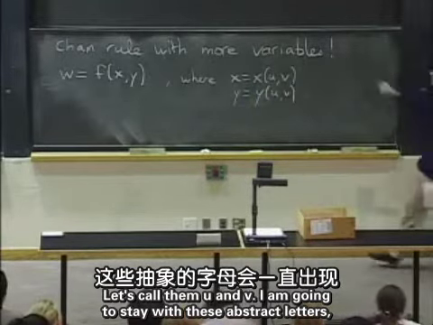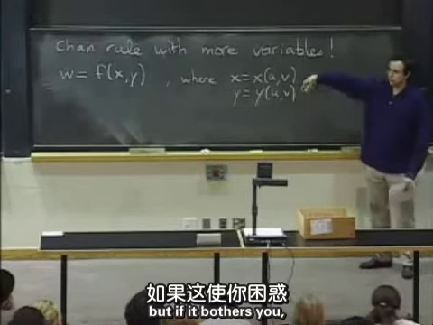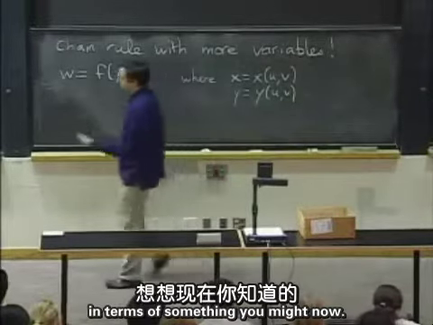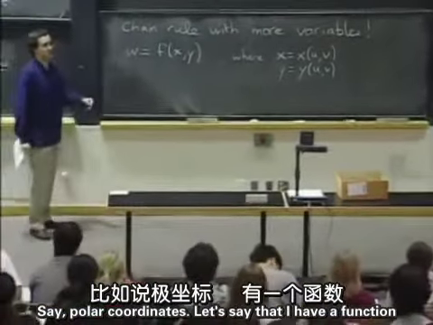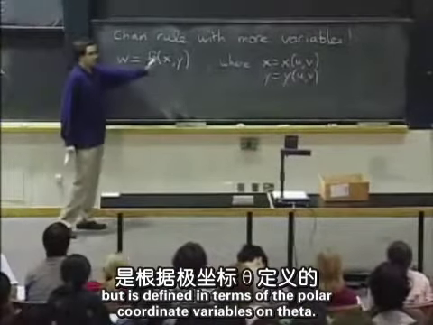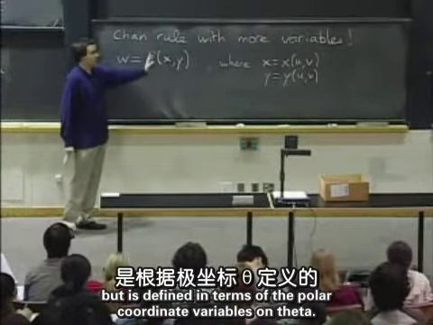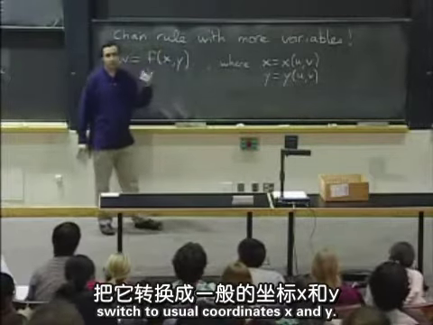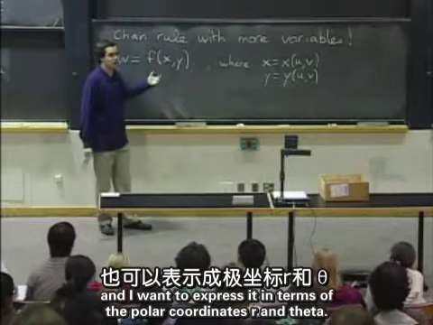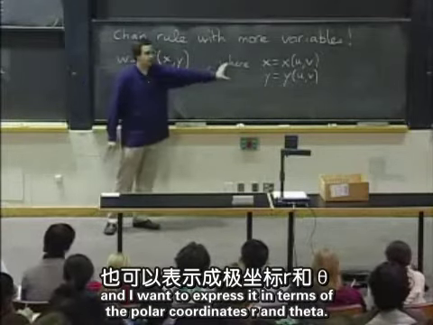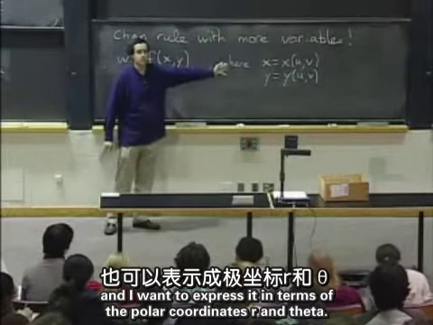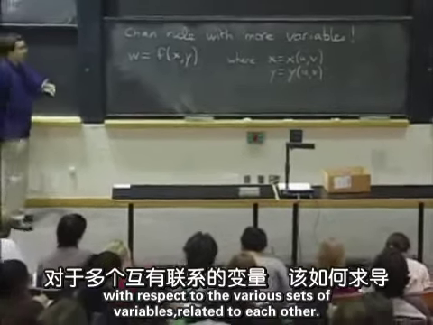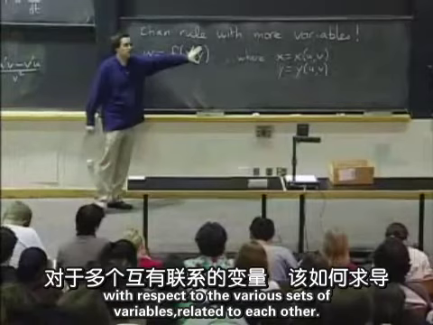Okay, so I'm going to stay with these abstract letters, but if it bothers you, if it sounds completely unmotivated, think about it maybe in terms of something you might know, say polar coordinates. Let's say that I have a function that's defined in terms of the polar coordinate variables r and theta, and then I know actually I want to switch to usual coordinates x and y. Or the other way around, I have a function of x and y, and I want to express it in terms of the polar coordinates r and theta. Then I would like to know maybe how the derivatives with respect to the various sets of variables are related to each other.